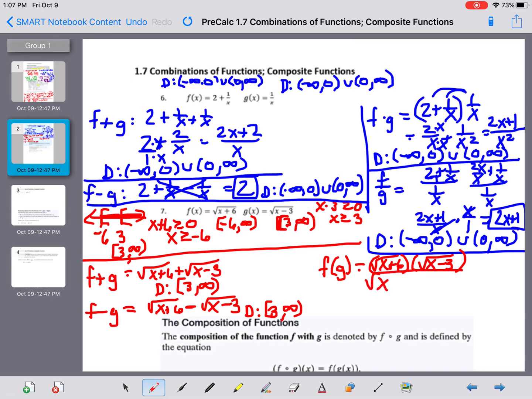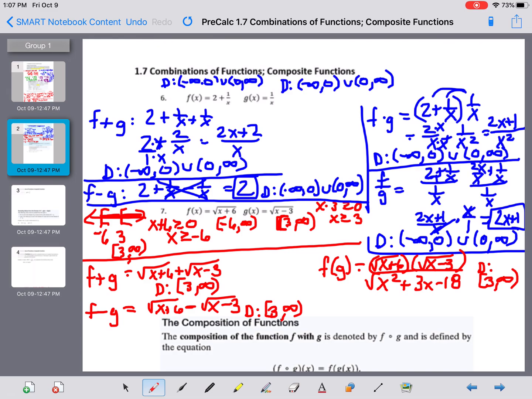And I'd get x squared plus, let me see, a plus 6x, a minus 3x, so that gives me a plus 3x minus 18. Okay, so that is what we get when we multiply them together. I need to have that greater than or equal to 0. Well, again, that's going to go back to my original restriction, so I'm going to have that same domain of 3 to infinity.